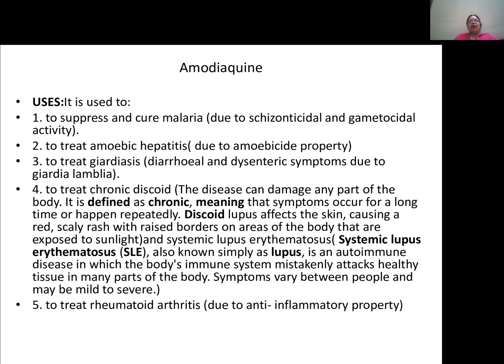It is used to treat amoebic hepatitis due to its amoebicidal property, to treat giardiasis, diarrheal and dysenteric symptoms due to Giardia lamblia, to treat chronic discoid lupus, and to treat rheumatoid arthritis because amodiaquine has anti-inflammatory properties.